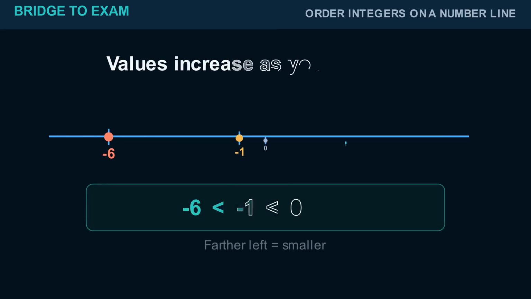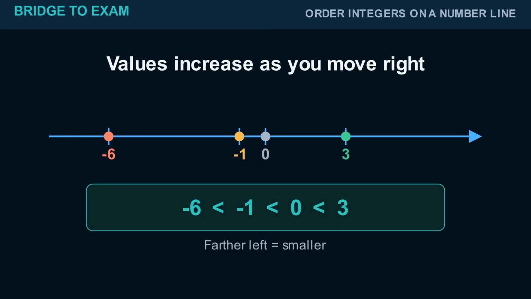Every sign communicates direction relative to zero. On a number line, values increase as you move right and decrease as you move left. To order -6, 3, -1, and 0, read their positions from left to right. -6, -1, 0, 3. Notice that -1 is greater than -6 because it is farther right and closer to 0.